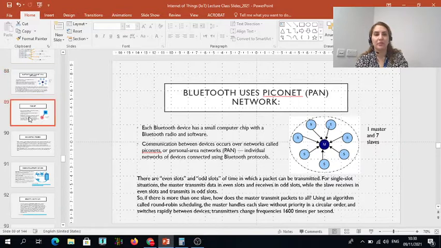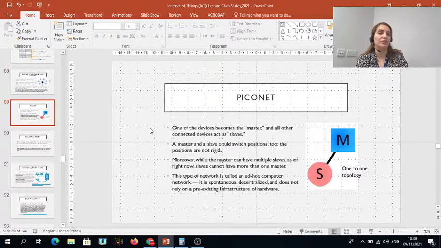in Bluetooth. Another scenario would be when we have only one-to-one topology. So one of the devices is becoming master and another one is becoming or acting as a slave. So they switch the position sometimes. So the other one becomes master, the other one becomes slave, depending on the situation. And sometimes the master is not only paired with one slave, it is also acting between multiple other slaves also.